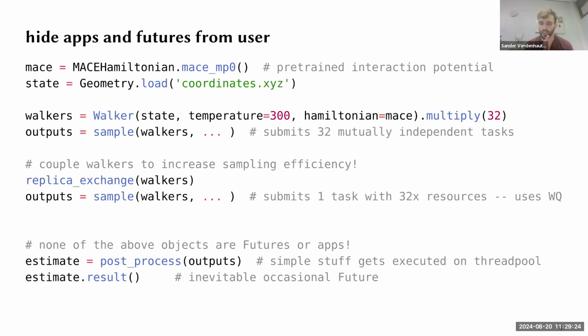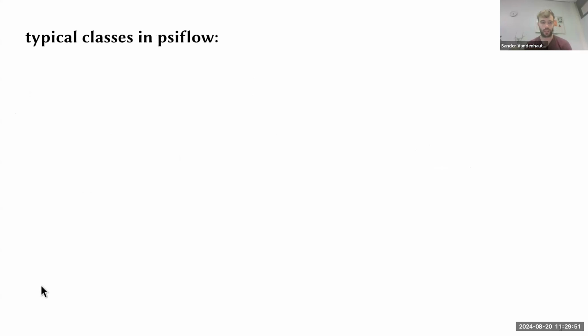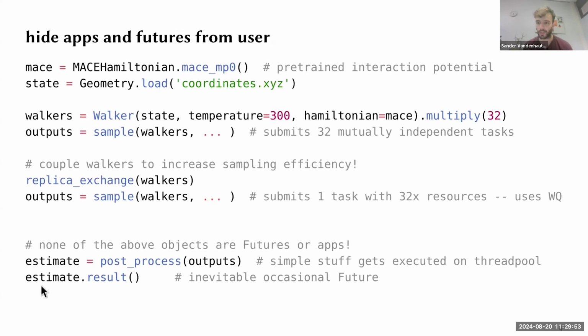So in terms of API, we decided to basically hide as much of the futures and apps from the user as possible. So the library consists of just basic classes which wrap around the essential concepts of Parsl. So in this particular case, none of this is actually a future, except at the very end. The final output of the workflow would be a future, which the user would have to call result on to get an actual value or to write that actual value to a file. But everything else is completely wrapped.